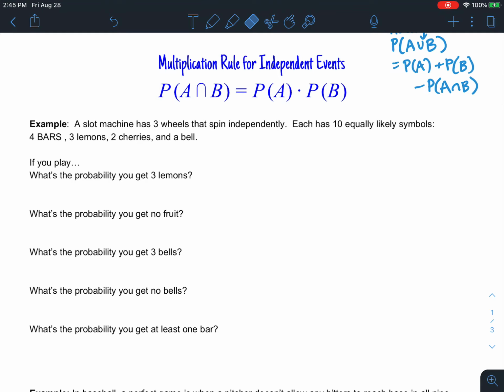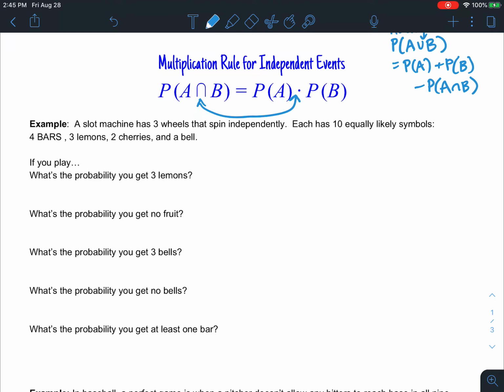So here it is. Here's your multiplication rule. Kind of like the addition principle, I don't want you to rely on this formula too much, because you'll see it takes a little bit different form, especially when we have more than two events happening. So the basic thing I want you to remember with this formula is that this and symbol is usually associated with multiplication. That's the biggest thing I want you to understand from this formula.